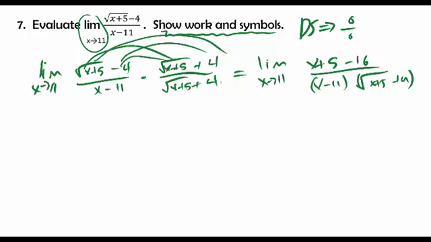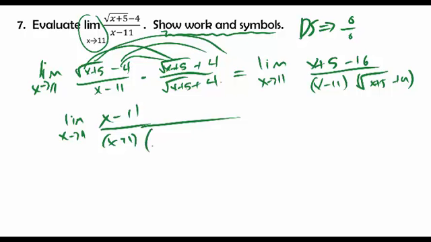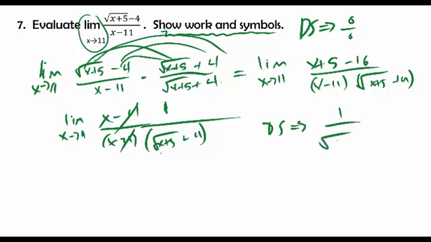The numerator simplifies to just x minus 11. And that will simplify with the x minus 11 that's already in the bottom. And you can direct sub, so we still have a 1 in the top, you can direct sub into the new function. You get 1 over, plugging 11 in for x gives you 16 in the radical. This is a 4. So you get 1 over 4 plus 4, which would be 1 over 8.